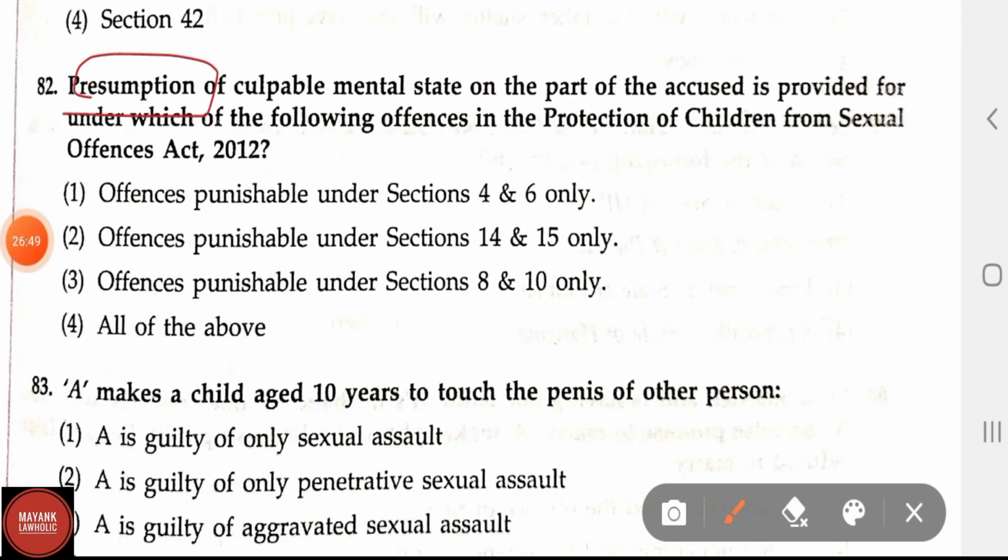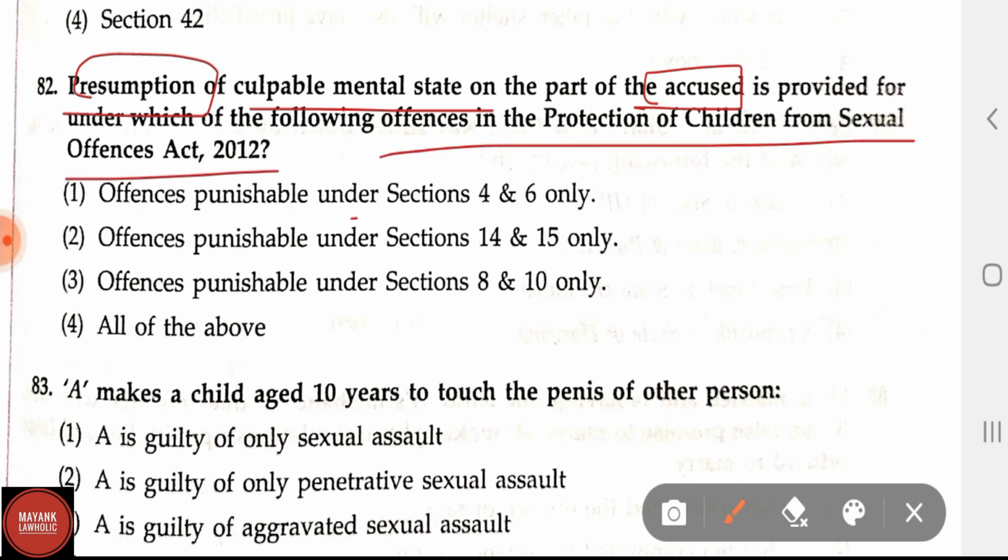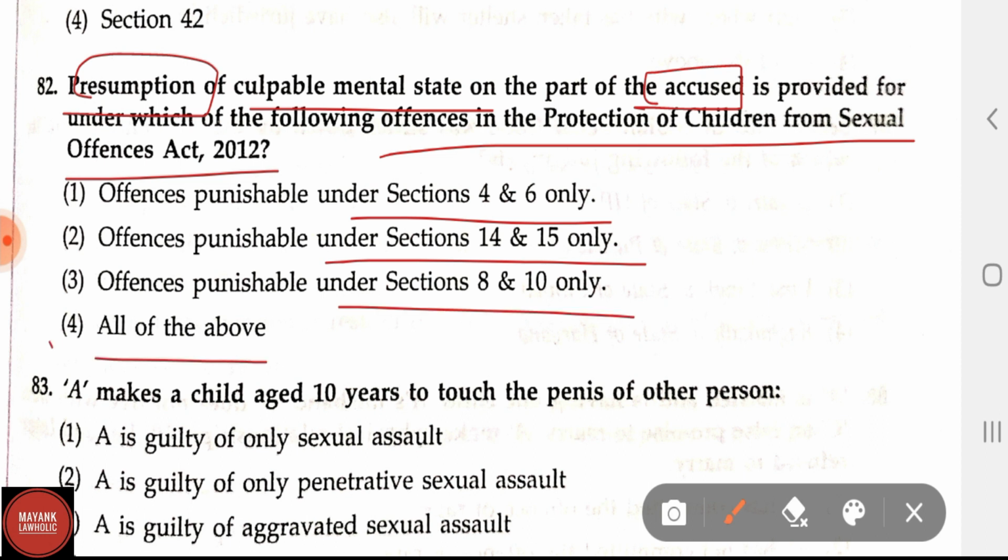Presumption of culpable mental state on the part of the accused is provided under which of the following offences of the Protection of Children from Sexual Offences Act 2012? Option 1, offences punishable under Section 4 and 6 only. Option 2, offences punishable under Section 14 and 15 only. Option 3, offences punishable under Section 8 and 10 only. Or all of the above. In this question, the correct answer is all of the above.